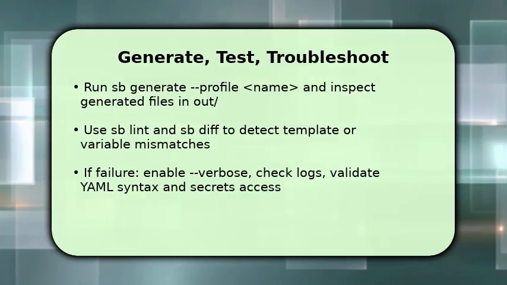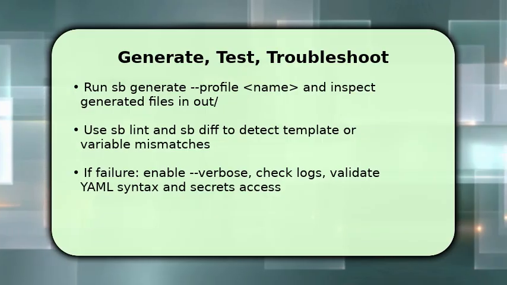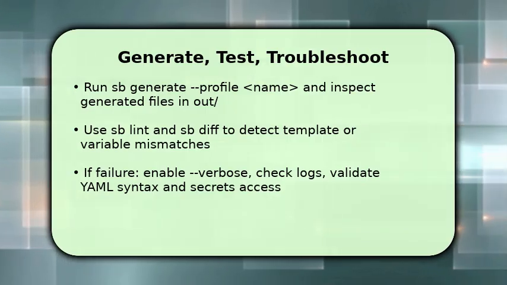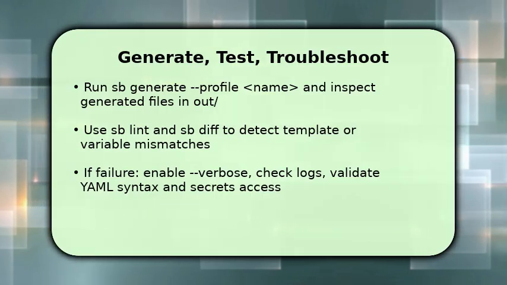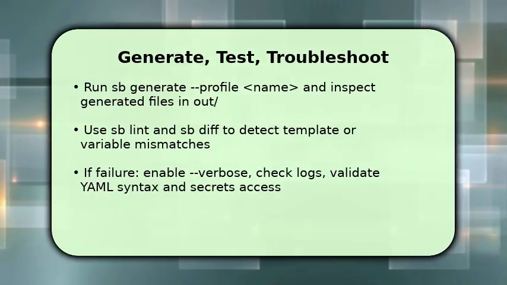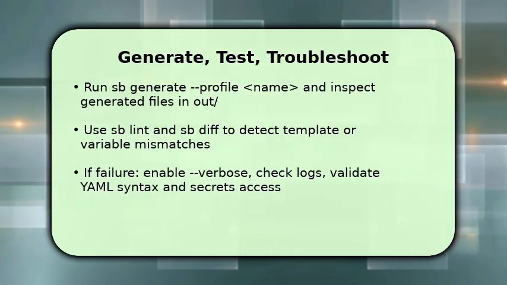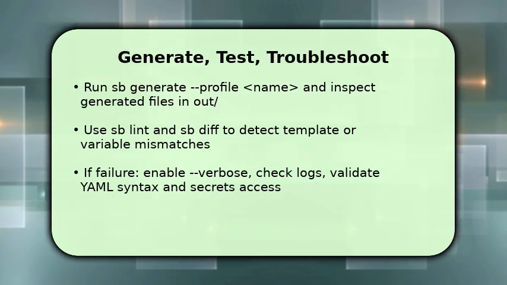If generation fails, enable verbose and rerun to get detailed logs. Then check YAML syntax, secret access, and that template paths match manifest entries. One troubleshooting tip: switching to a single template and mock variables isolates the problem quickly.